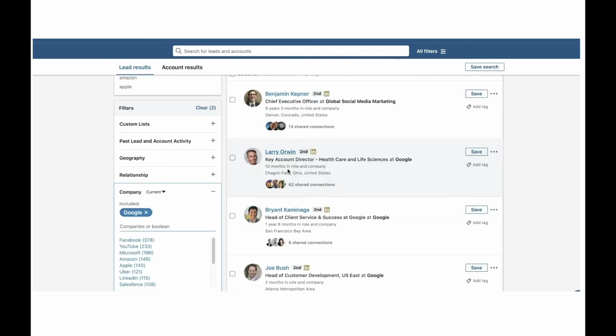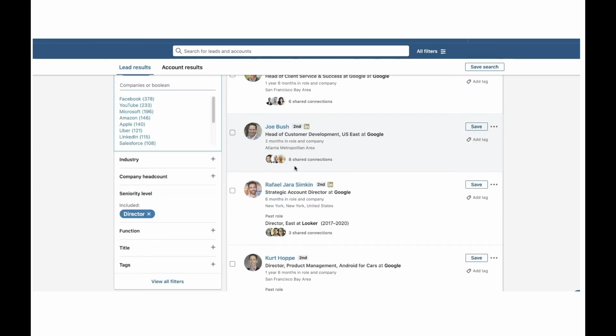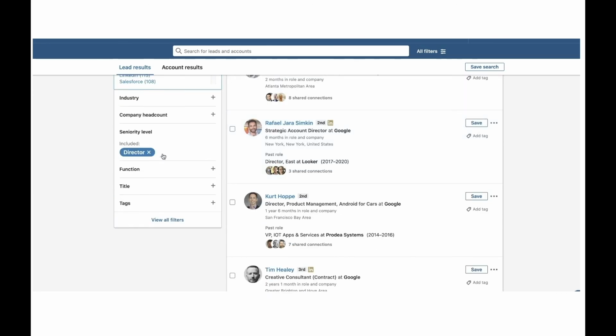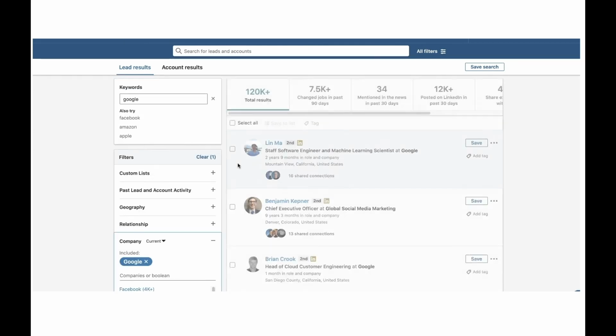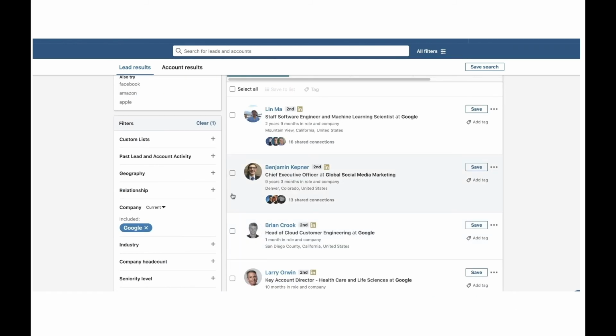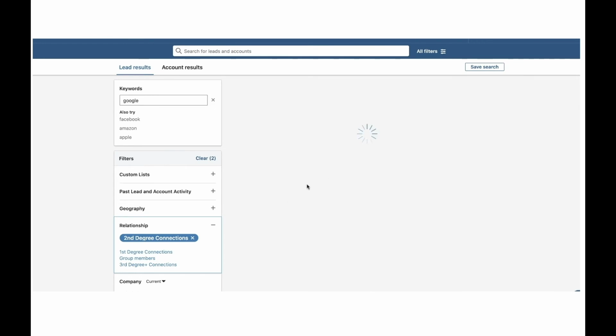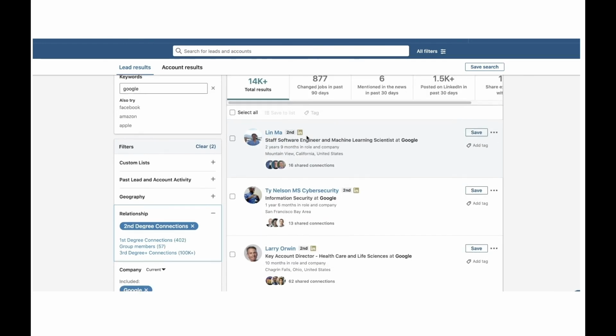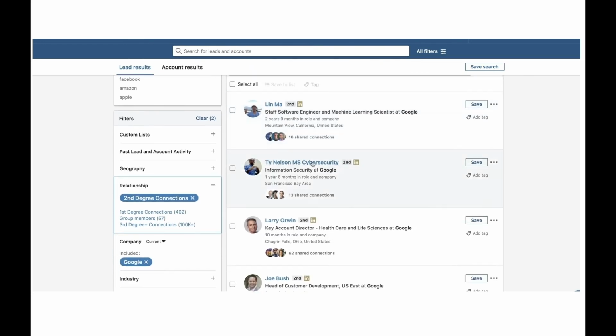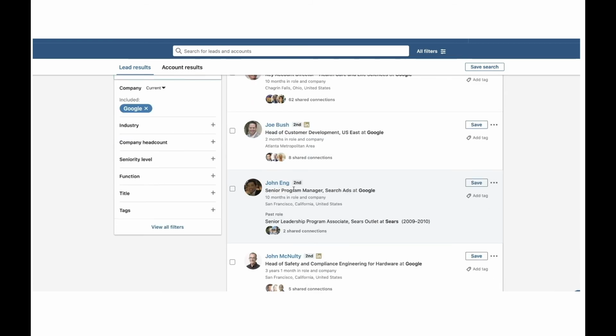Now I have the company, and it's going to list out all the people on Google at the director level. Let's say I don't even want to go director level. I just want to have the whole Google enterprise here. Now I can go by relationship and go second degree connections. Now I have 14,000 second degree connections, and maybe I keep looking through here to see who is a valuable person within Google for me based on what I'm trying to do.